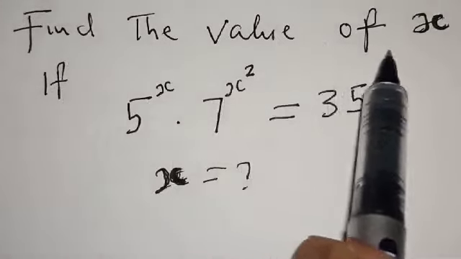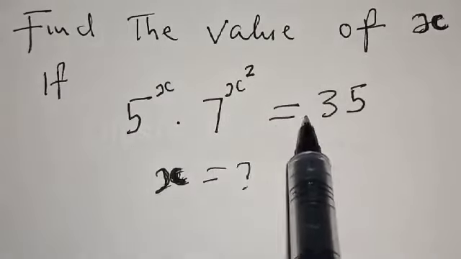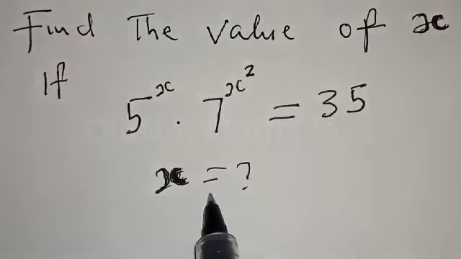Find the value of x if 5 raised to power x multiplied by 7 raised to power x squared is equal to 35. What is the value of x?